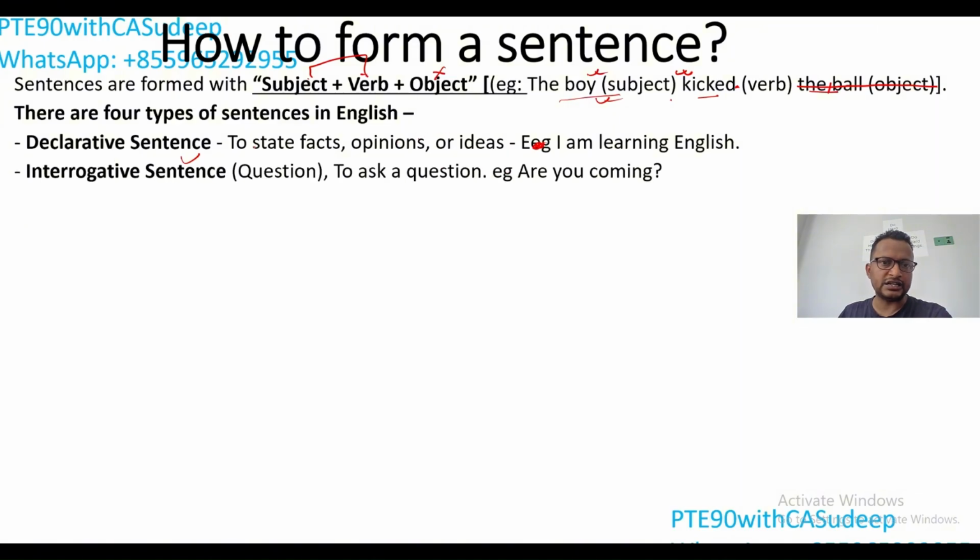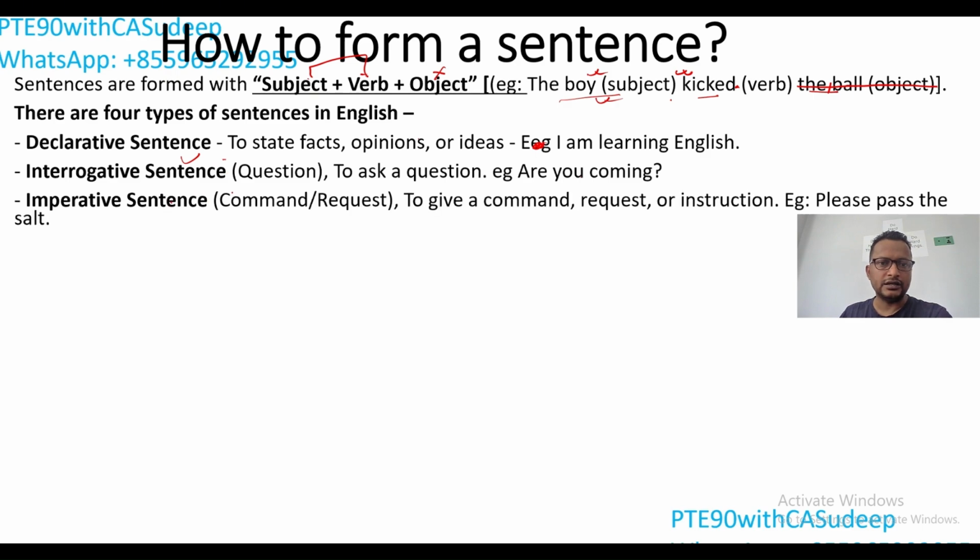Then interrogative sentences, meaning asking questions. Are you coming? How are you? Those are interrogative sentences. Then imperative sentences, to give a command or request. For example, please pass the salt. Please come here. Please go there. Please do this. Please study correctly. Those are the imperative sentences.